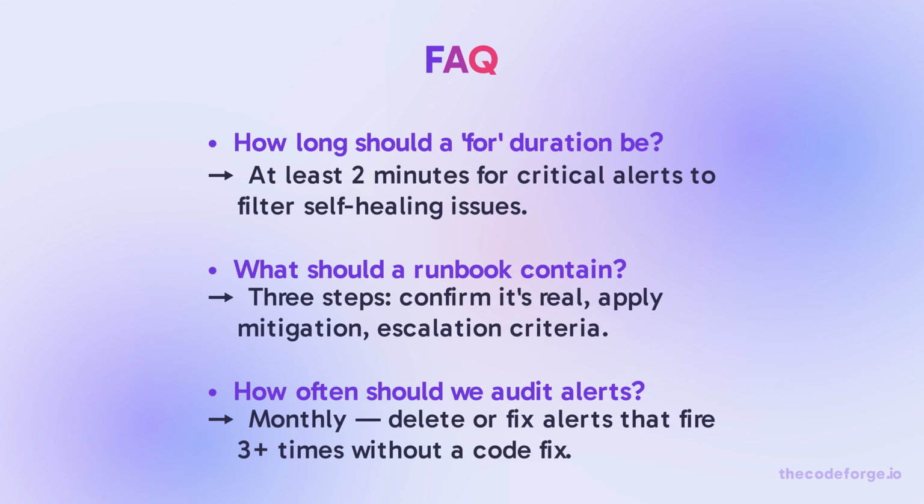What should a runbook contain? 3 steps. Confirm it's real, apply mitigation, escalation criteria. How often should we audit alerts? Monthly, delete or fix alerts that fire 3+ times without a code fix.